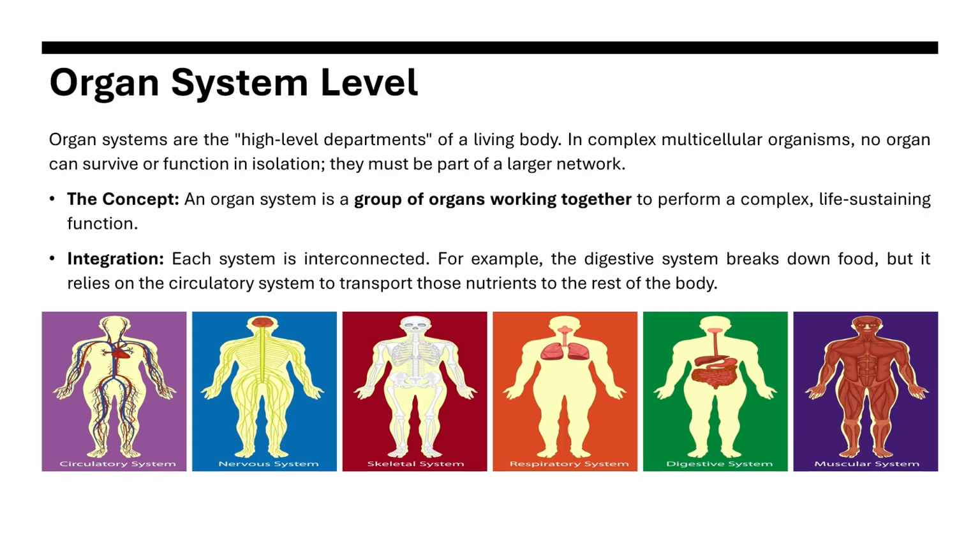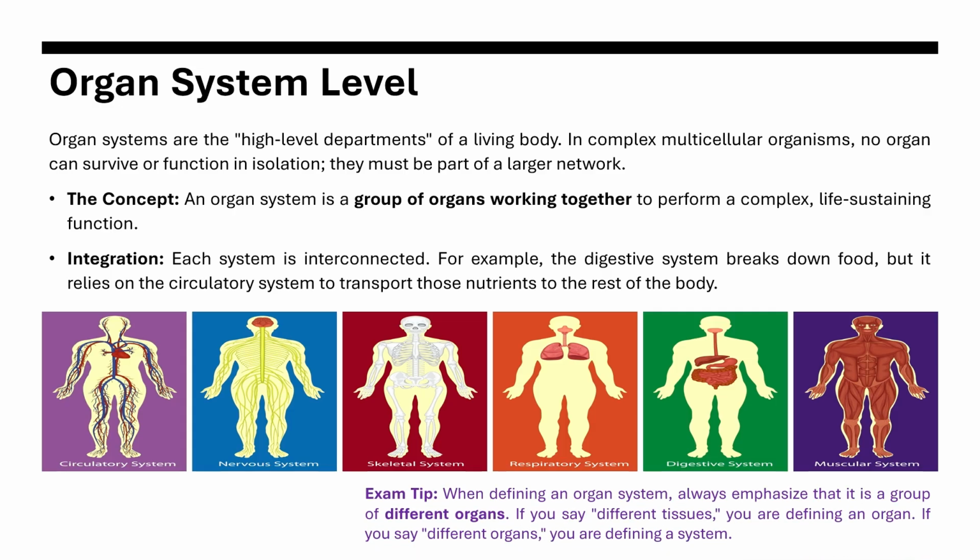And this happens everywhere. Your respiratory system brings in oxygen, but it needs the heart to pump that oxygen around. Your excretory system filters waste, but it needs the blood to bring the waste to the kidneys first. This team of teams is what allows a multicellular organism to grow large and complex. If one system slows down, every other system feels that impact.